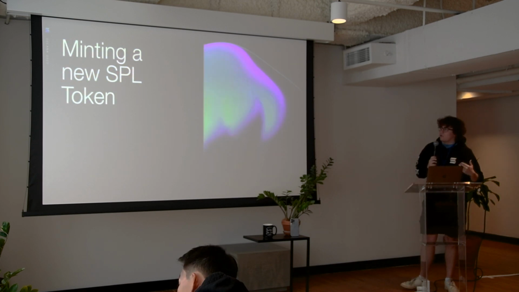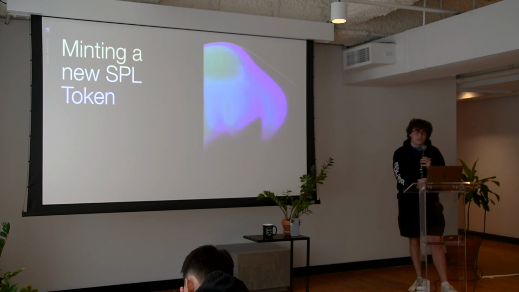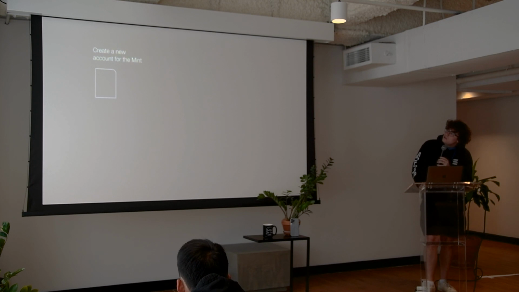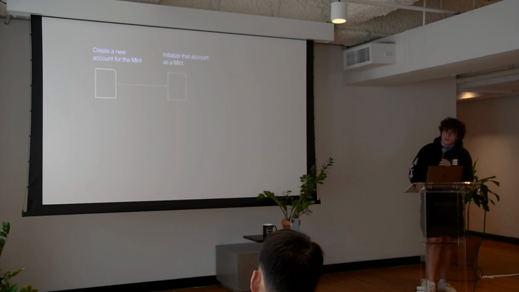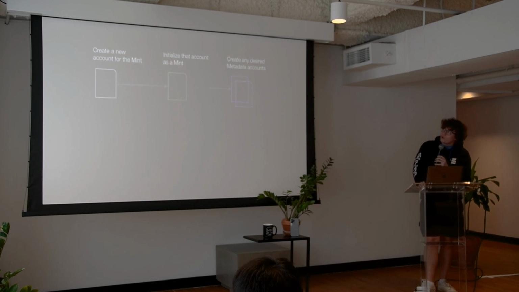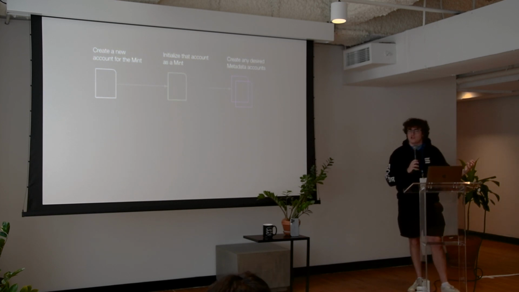So now we're going to tie it all together and show practically how tokens work on Solana. This will be a walkthrough of creating an NFT and minting it to a user's wallet. So you're going to create a new account for the mint. This is the first step. And then you want to initialize that account as a mint by adding the required data that we previously saw on some other slides. We want to create any desired metadata accounts as well. You can modify these in a number of ways, but the simplest that you'll often see is an image associated with an NFT or a title associated with a token.